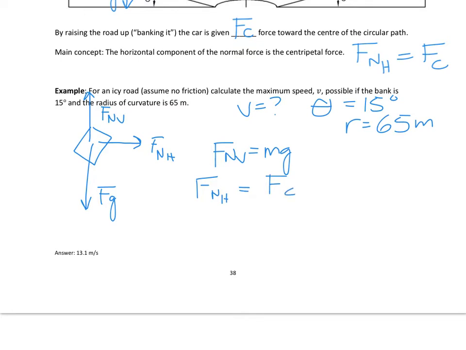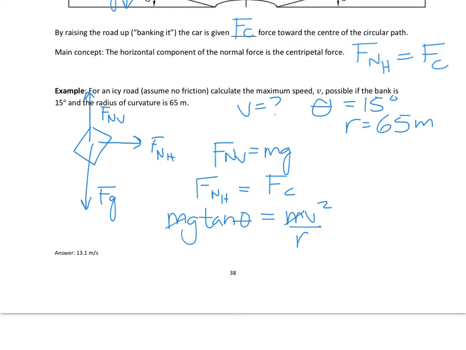So in a question, if you're doing this on a test, you're going to actually have to validate, like have a nice resolved vector triangle that will actually show where your FNH came from. But since I just did that, I'm going to borrow what I've already previously done and apply it to the question that I'm doing. That's totally legit. You can say that FNH is mg tan theta, and our Fc is mv squared over r.